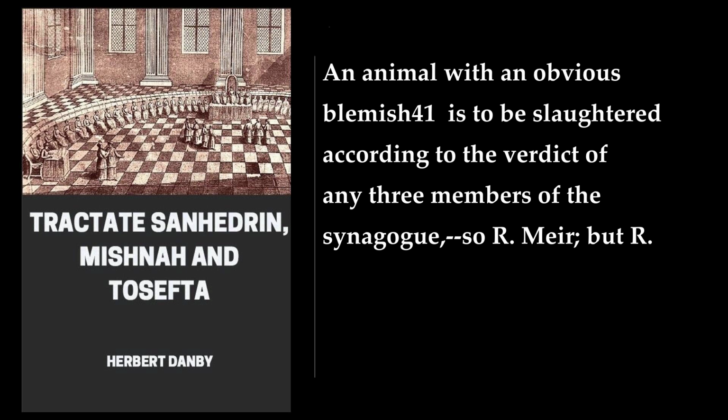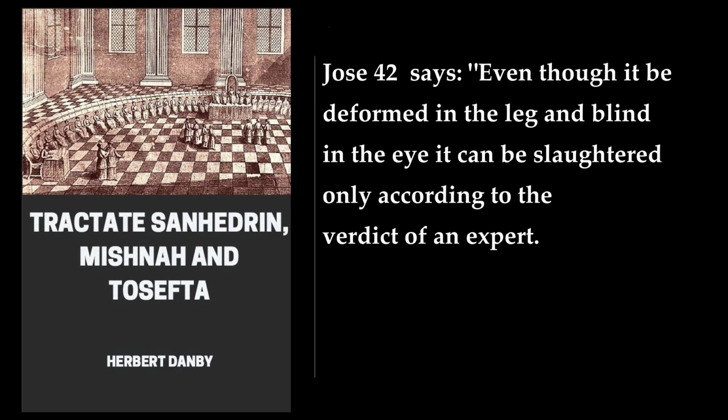An animal with an obvious blemish 41 is to be slaughtered according to the verdict of any 3 members of the synagogue. Hosea 42 says, even though it be deformed in the leg and blind in the eye, it can be slaughtered only according to the verdict of an expert.